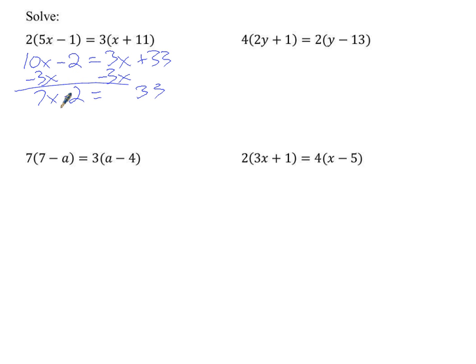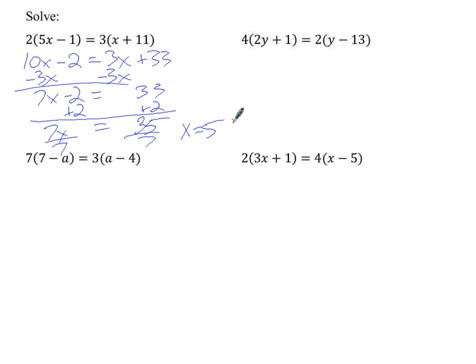We got to get rid of the minus 2 on that 7x. All the variable terms on the left, all the numbers on the right. This guy's in the wrong spot, so we got to move him by adding 2. Add 2. And now we have 7x equals 35. And divide by 7. And we get x equals 5.